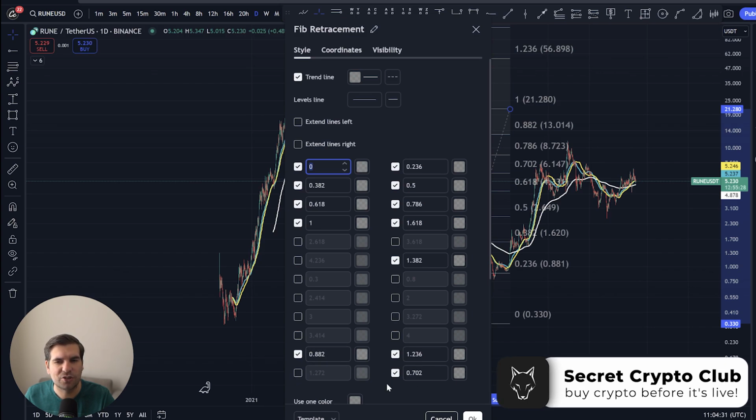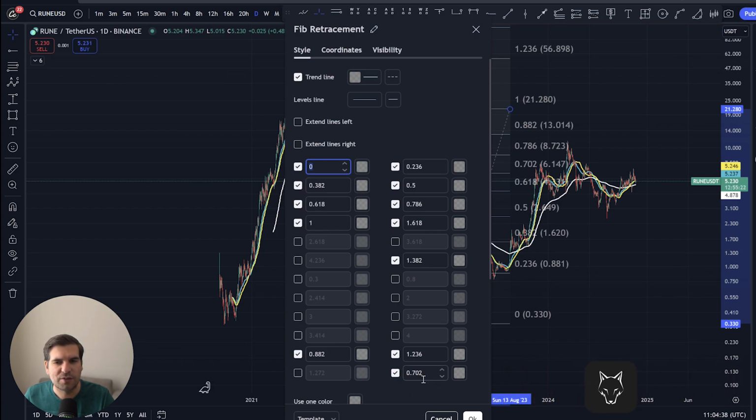I use those in conjunction with Elliott wave. We'll talk more about that in a moment. 0.702 is a Bitcoin level, though. Bitcoin loves the 0.702 retracement, so we keep that on the chart. And then we've got the extensions. The extensions are 1.236, 1.382, and 1.618. Everything else is turned off. If you usually have a few of these turned on, you just untick them. These are the only ones that are really that important, in my humble opinion.